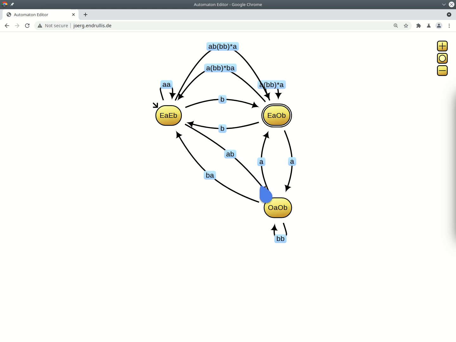Okay. One more transition we have to add, and that's the combination of this incoming arrow with this outgoing arrow. So we have this AB arrow and then this BA arrow. That means we have to add an additional loop here. And the label of this loop is the label of the incoming AB, followed by BB star, followed by BA.